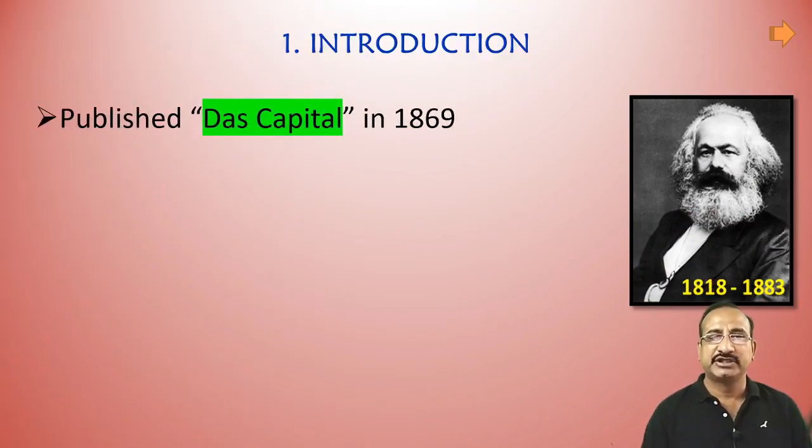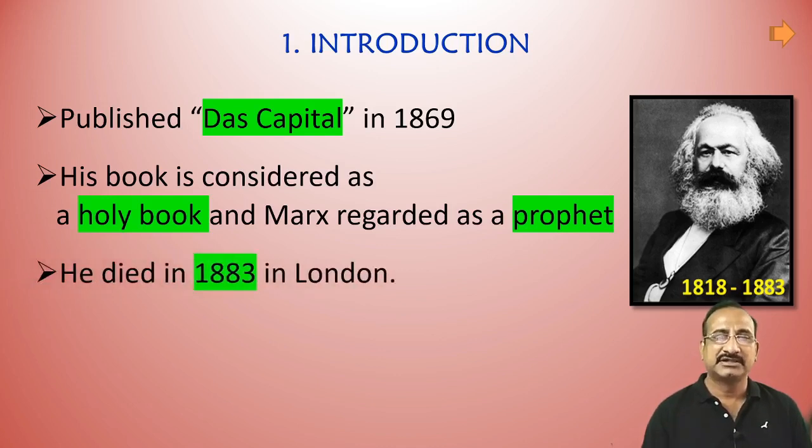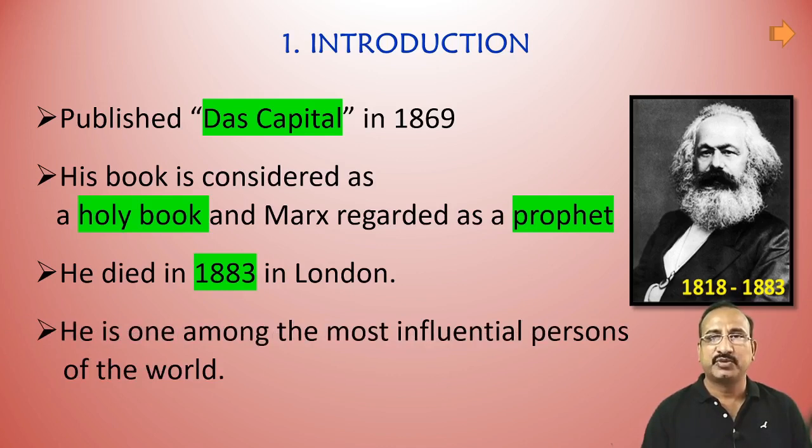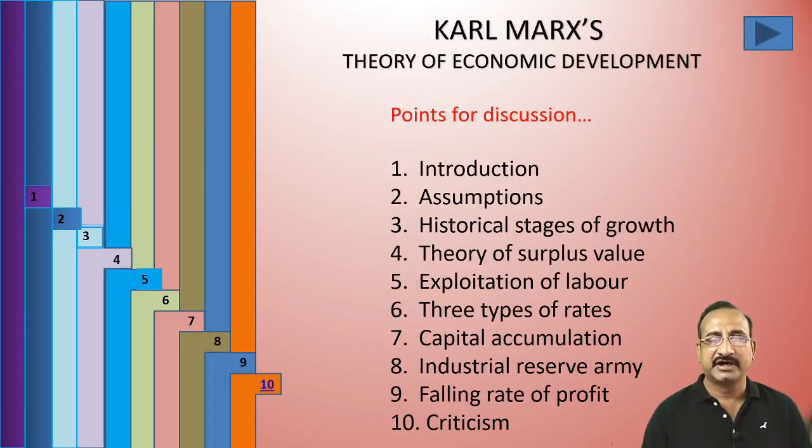The historic and revolutionary book Das Kapital was written by Karl Marx in the year 1869. This book is considered the holy book by the followers of Karl Marx, by the followers of socialist communism, and Marx is regarded as the prophet. Karl Marx died in the year 1883 in London, and he is one among the most influential persons in this world. After getting an introduction to Karl Marx, let us move to the second one, assumptions of the theory.